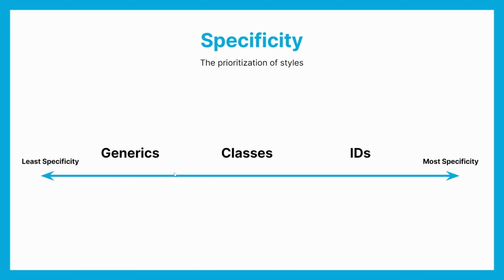Now, the least specific way we can target our elements, which means the least prioritization, is generics. So that means generic element selectors like div or p or h1, those will have the least specificity and hence the least priority. Now, classes are a step up from generics. They are more specific, so they will get more prioritization of their styles. And now finally, IDs are the most specific and they will get the most priority. And you're probably thinking right now, what the hell are IDs? Don't worry, I'm about to show you what they are right now.